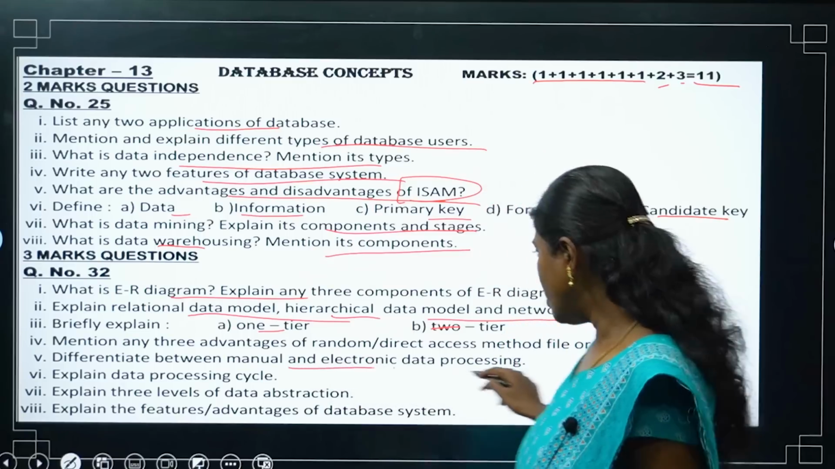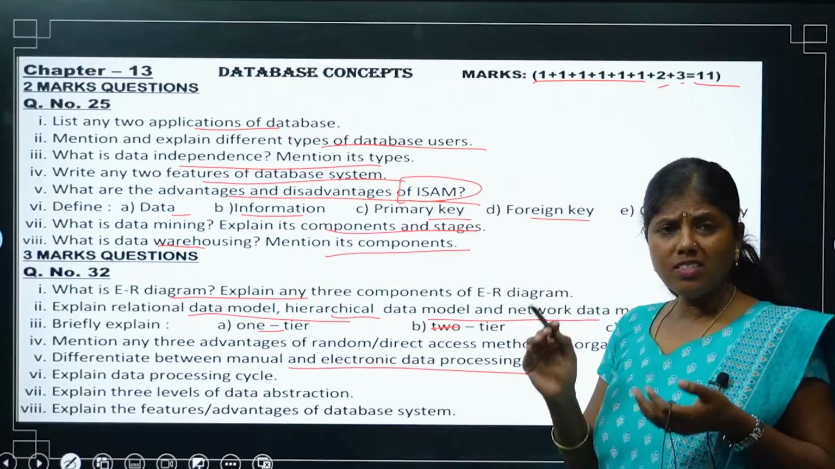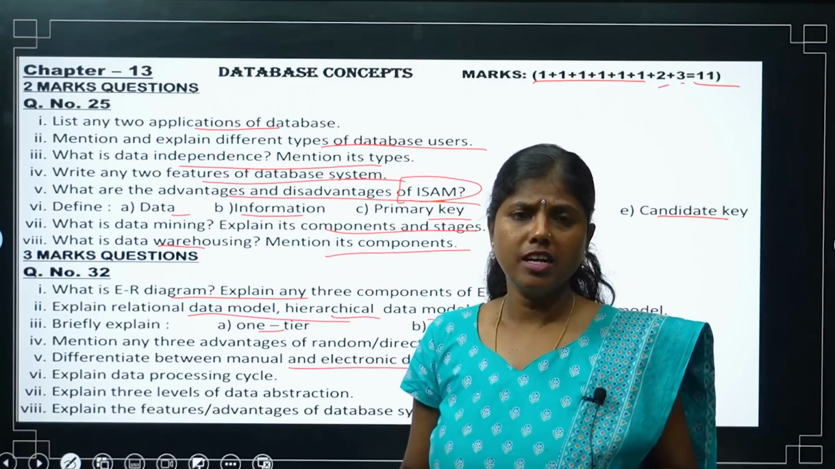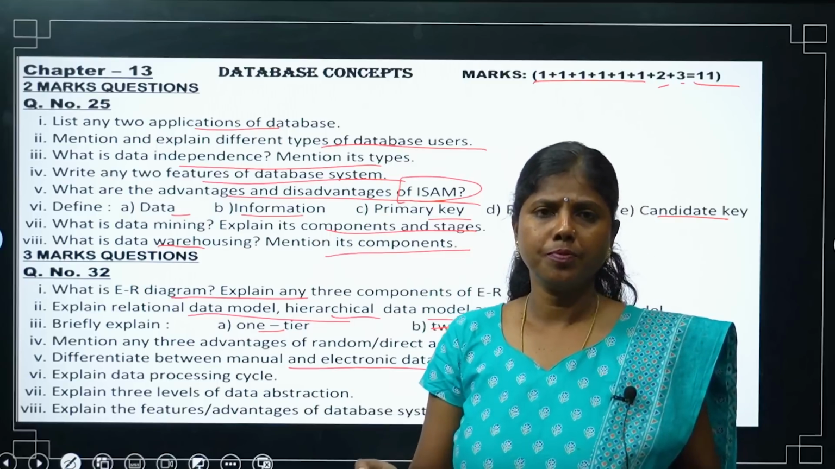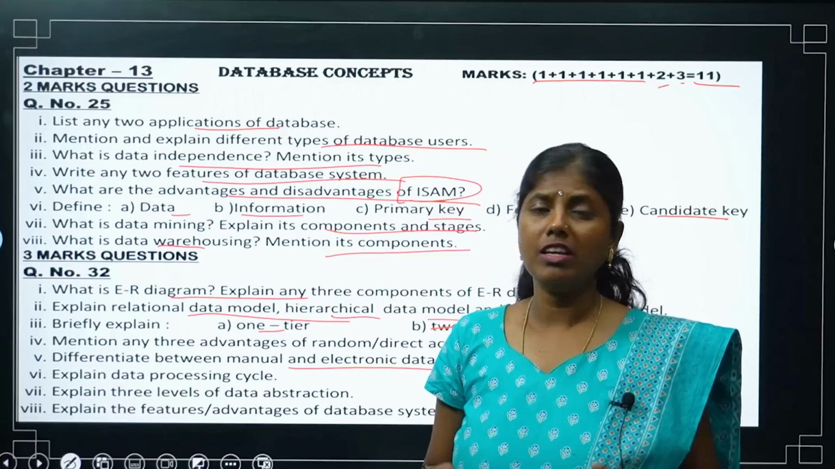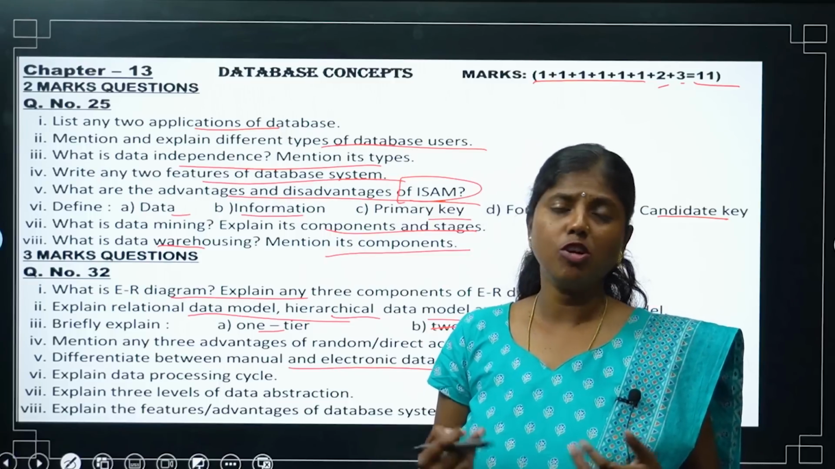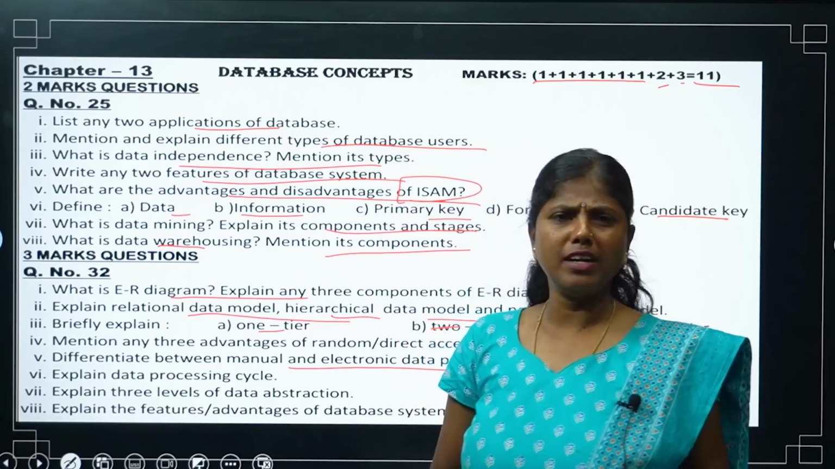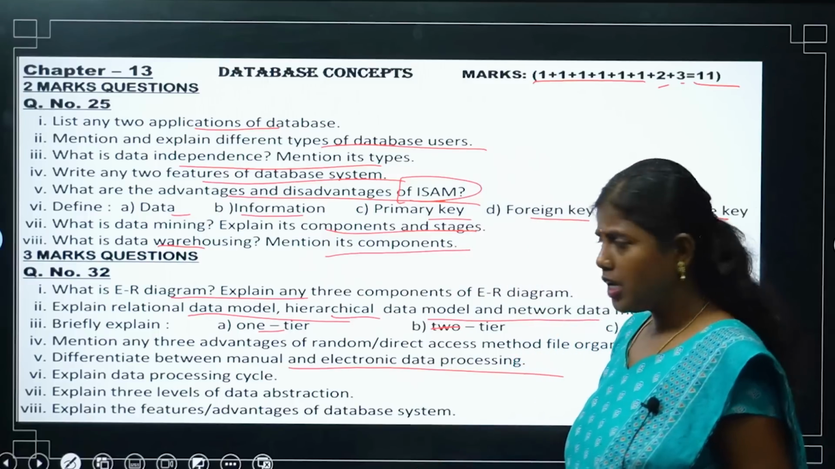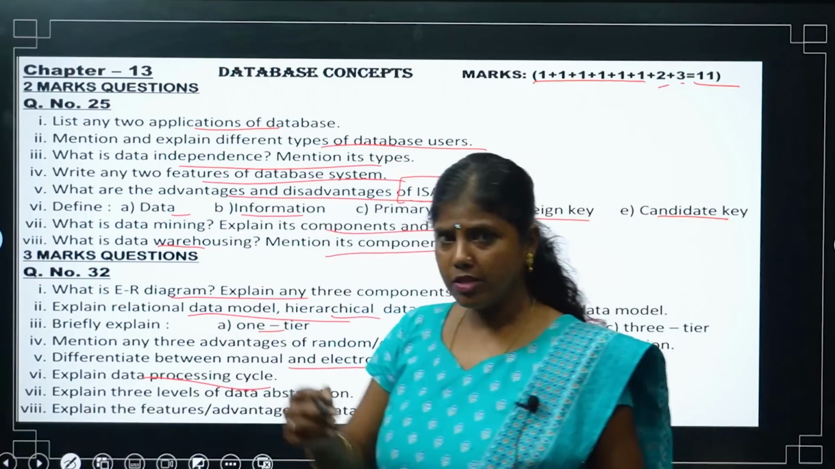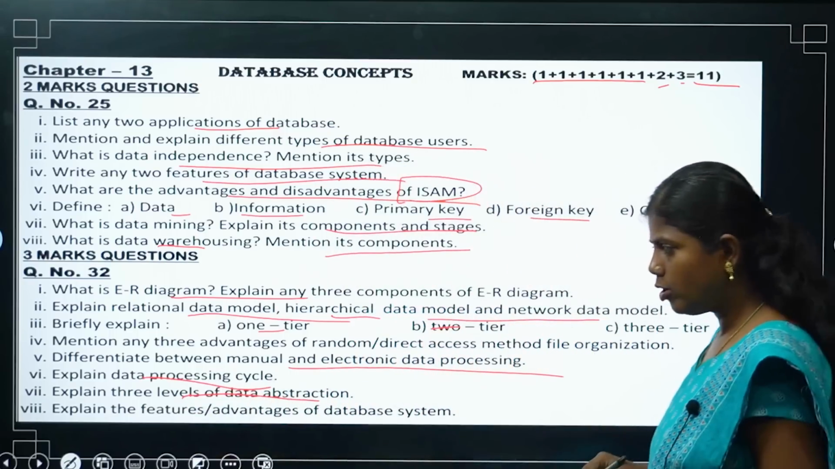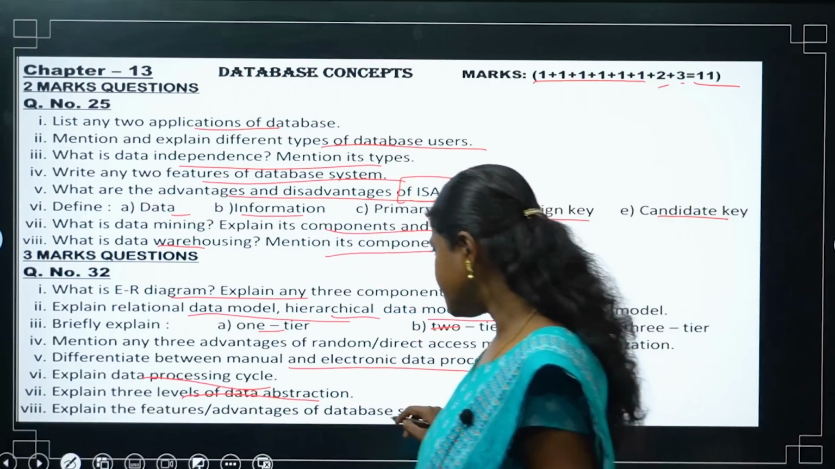Difference between manual and electronic data processing. What is the advantage of using a computer rather than using manual files? If I use the computer, what are the advantages? Accuracy will be there, there's no paper wastage, and it's very convenient, very fast, and labor cost is less. Whatever advantages you find, the same you have to write for manual data processing and electronic data processing. For the data processing cycle, you have to write all the different stages, and then explain 3 levels of data abstraction: physical level, conceptual level, and view level or external level.